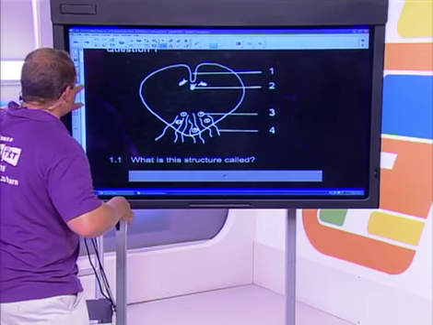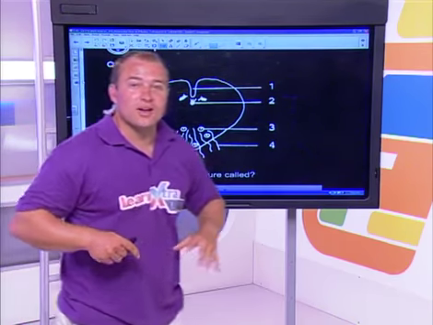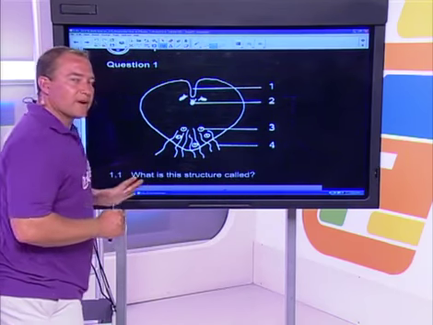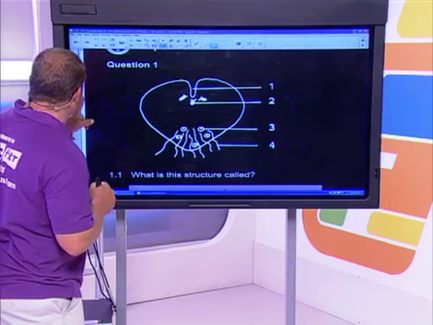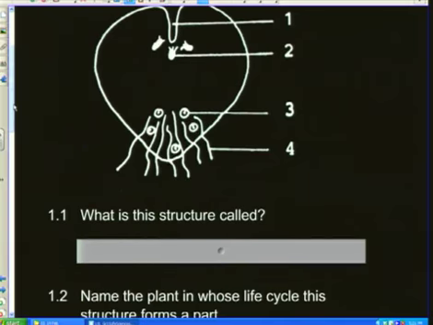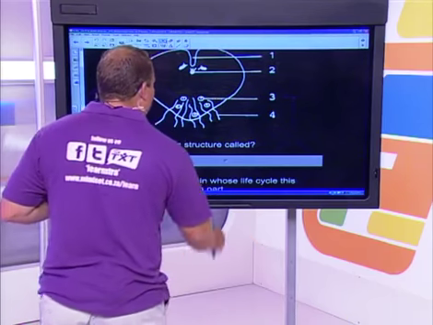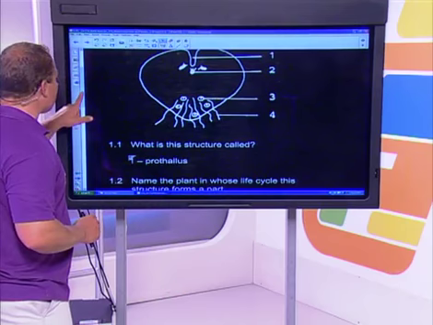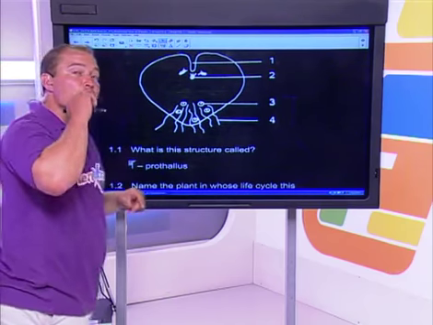Let's have a look at this heart-shaped thing that's called a specific name. So heart shape, we need to know where it comes from. Let's have a look at the first question. It says, what is the structure called? So we need to look at what this heart-shaped thing is called. That was the question I asked you. Can you remember? It is called a prothallus. That thing there is a prothallus.